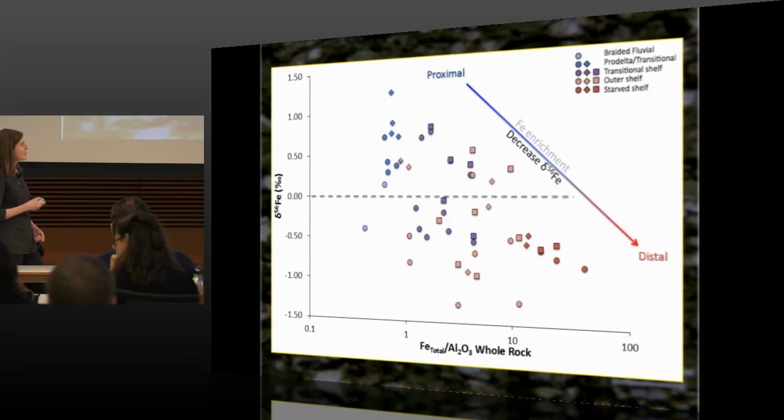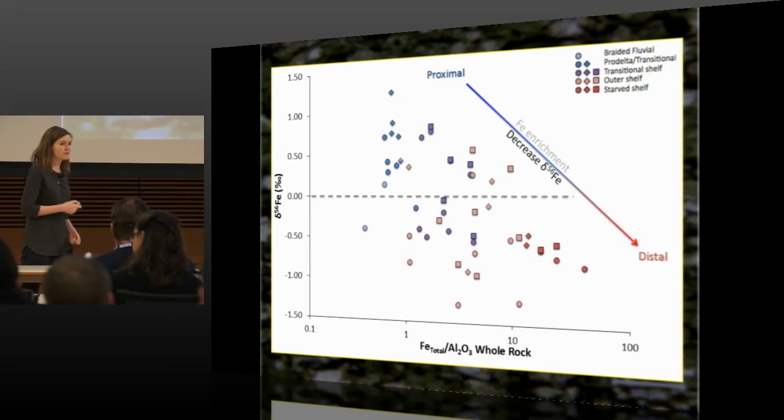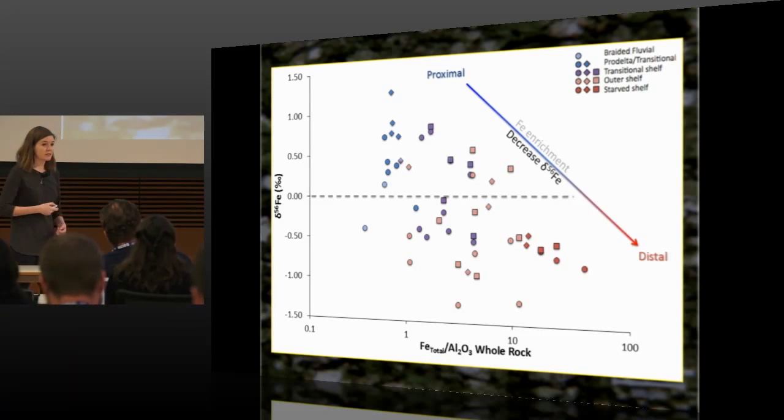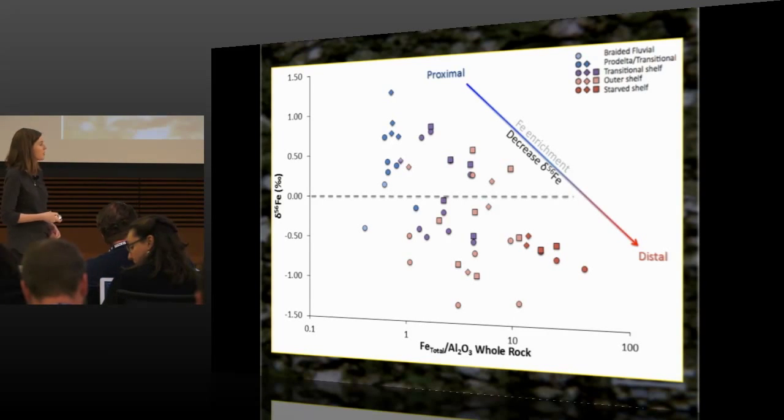You can also see that at the same time we have iron enrichment, we're getting increasingly negative delta 56 iron values. And this line here is representing the average delta 56 iron value of Archean crust. Above the line, we have mostly proximal samples, which means that they are enriched in the heavy isotope of iron. And then below this line, we have the more negative delta 56 samples, the distal depositional facies. And that means that they are depleted in the heavy isotope relative to the crust.